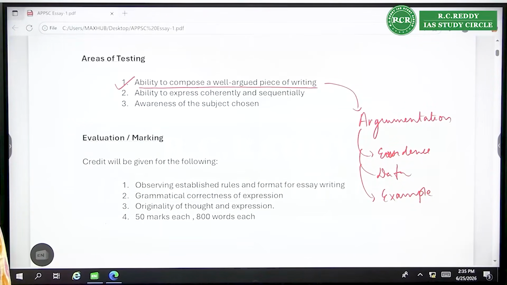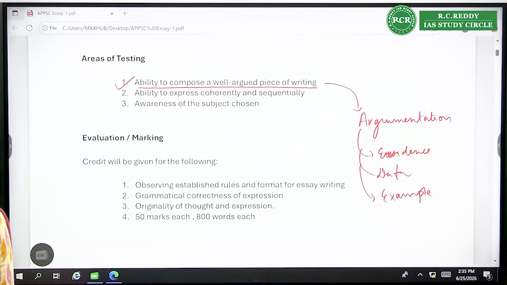First point, write down: ability to compose a well-argued piece of writing. Write down its meaning.